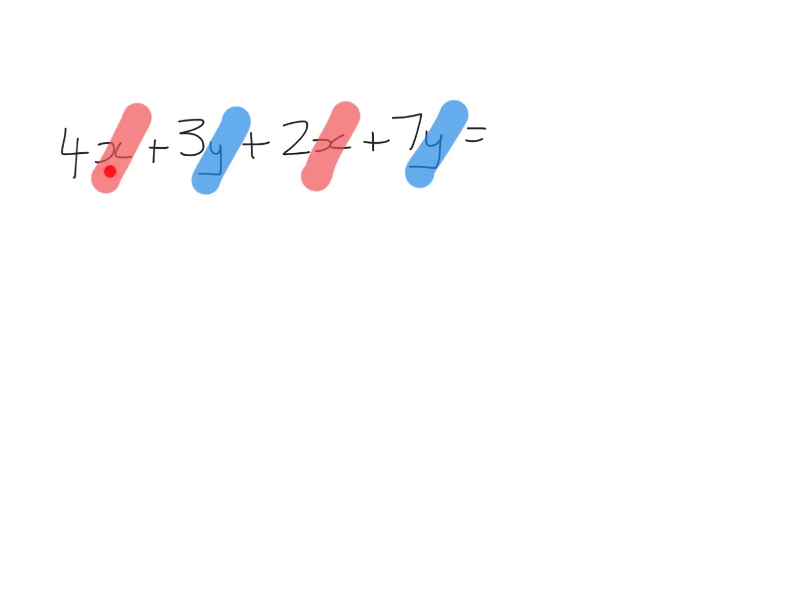Right, well, I'm going to take my 4x and I'm going to add it to my 2x. So 4 and 2 gives me 6x. Rightio. Now I'm going to have a look at my 3y and my 7y. 3 and 7 gives me 10, so add 10y. And that's my answer.